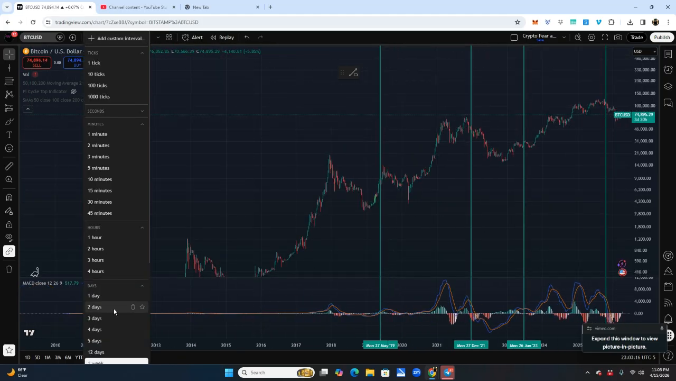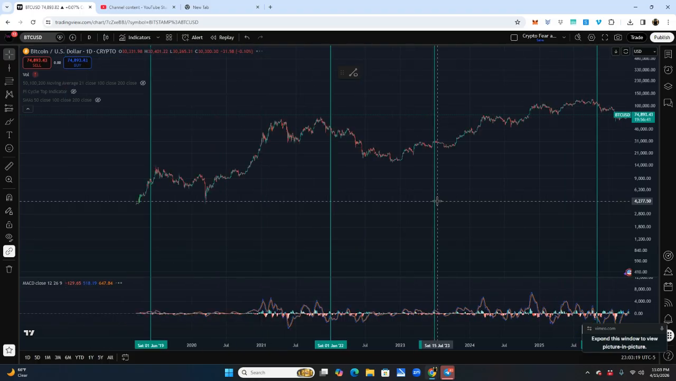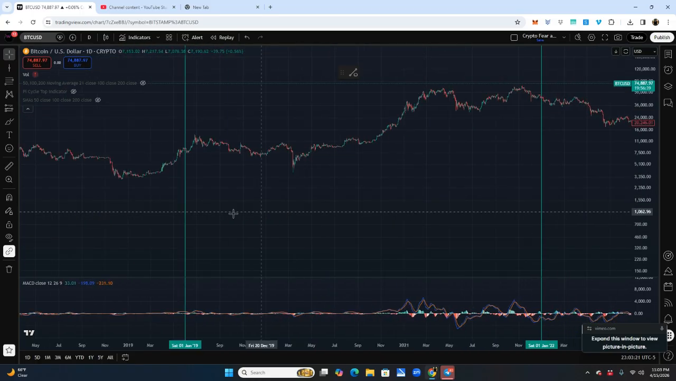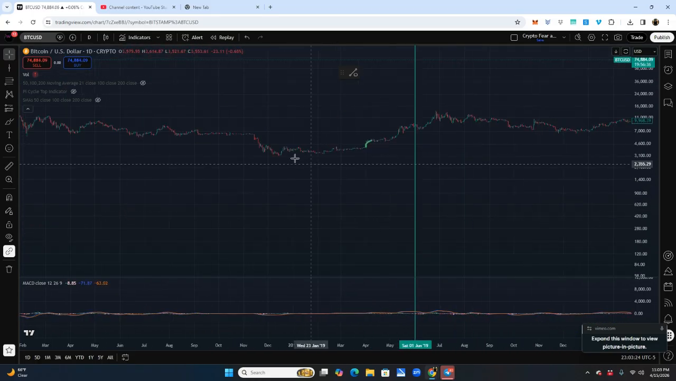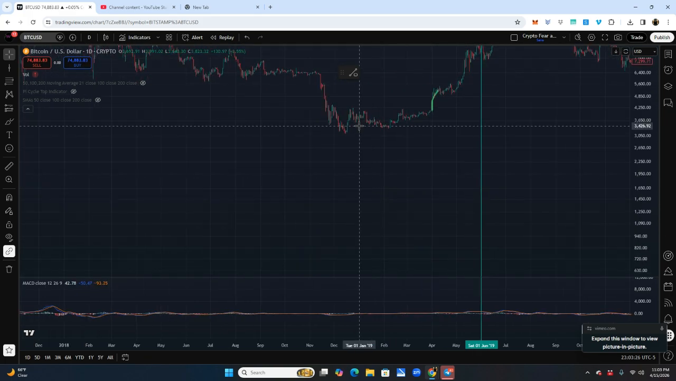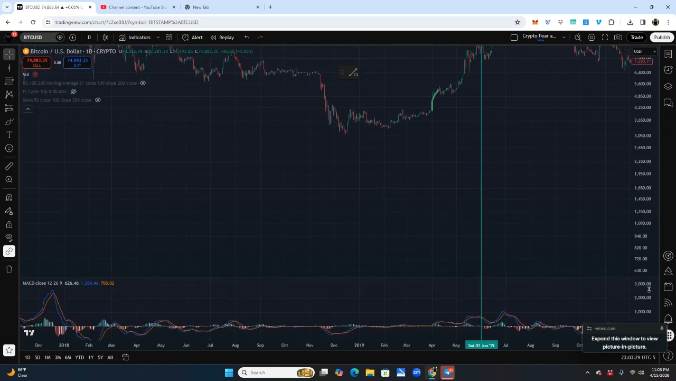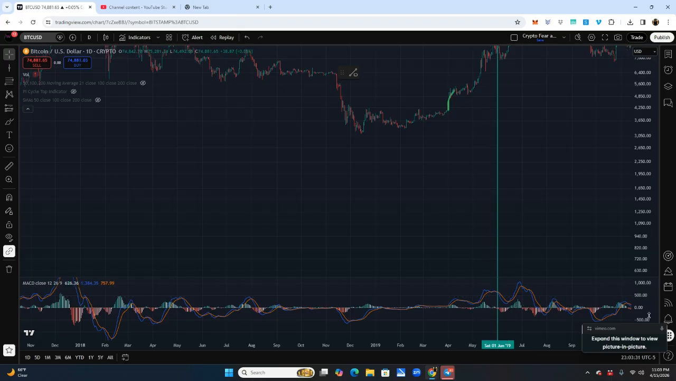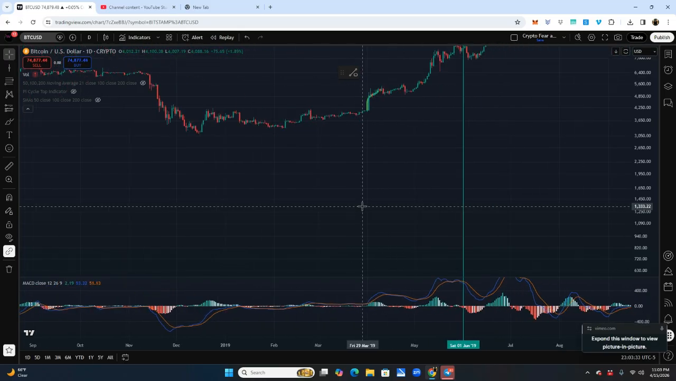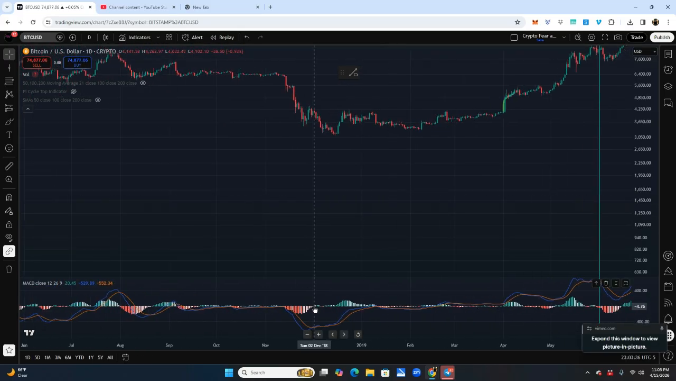And then you could do this on the daily to pick your entries as well. Like if you zoom down to the bottom of BTC in 2019, the bottom of BTC did start printing these green histograms right here. However, there was divergence, and that's what I teach in the Patreon. That's something that you need to pay attention to. You normally see divergence on a bottom or a top. It's not always the case, but it's something that you need to be cautious of.